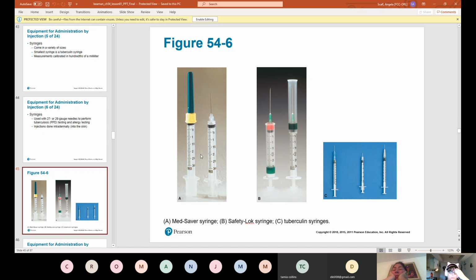This here, these are talking about the different types of medication syringes. They call this a MedSaver syringe because it has a little cap that prevents the medication from being expelled before it's delivered. These are great because you can one-handed recap and then place this back on and set it inside your pocket to go into the room to deliver the medication.